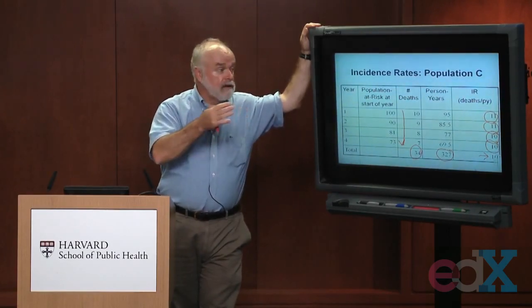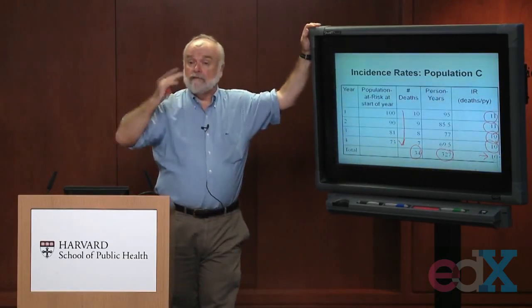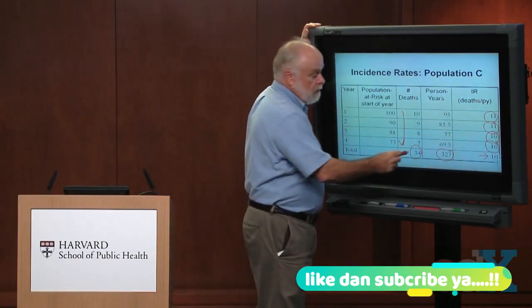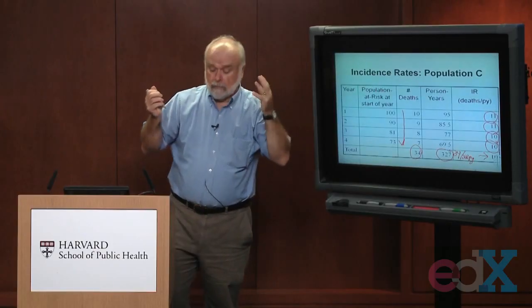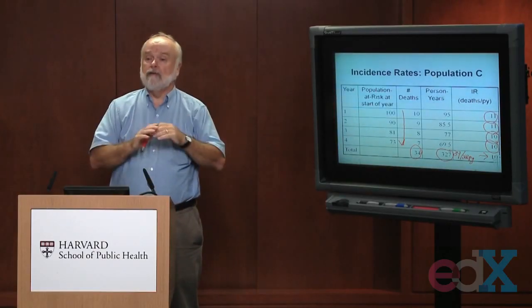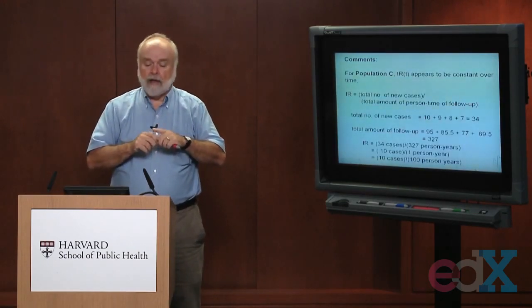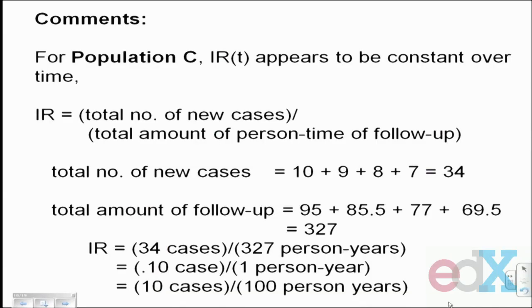And that's why population C probably is an example where the incidence rate function being flat is a reasonable assumption to make. And the calculation of a single number, 34 cases divided by 327 person years of follow-up, 0.10 case for every single year, is a good description of what's happening at any time during that follow-up period. So, a couple of comments. As I said, for population C, incidence rate appears to be constant.